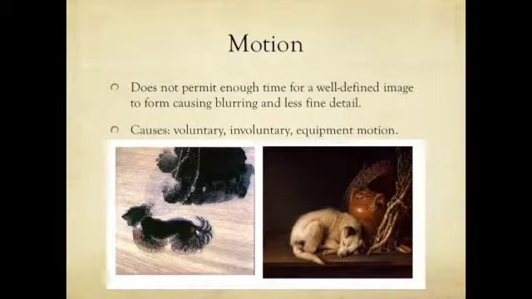Motion is a final factor affecting detail. Motion during exposure will cause a blurry image. Voluntary motion is controlled by the patient. It can be prevented by effectively communicating instructions to the patient or by using means to immobilize them if necessary.